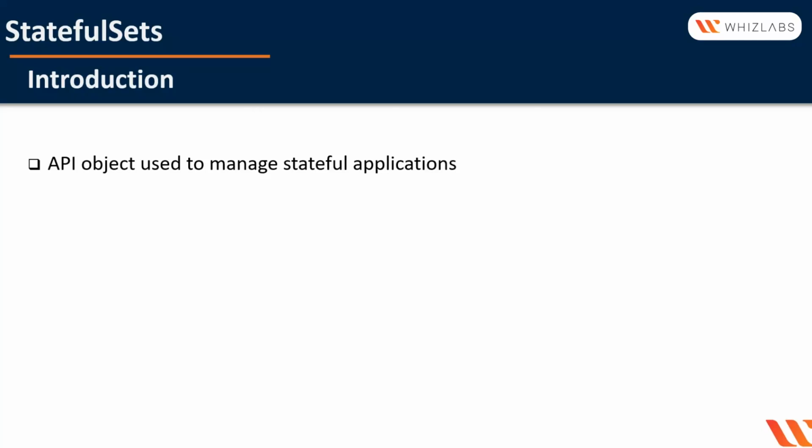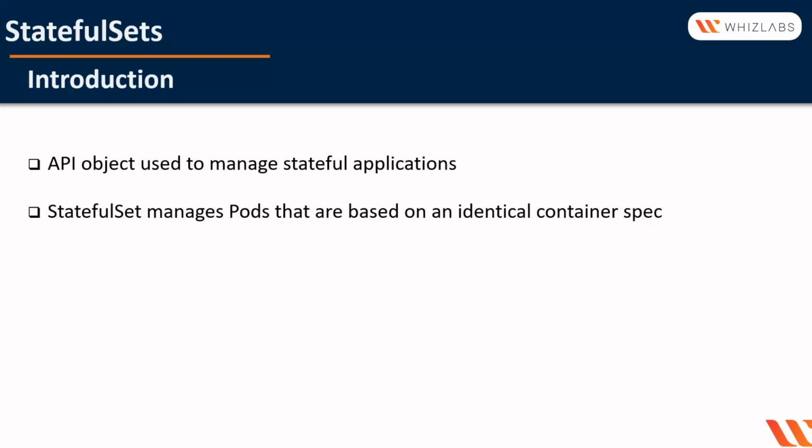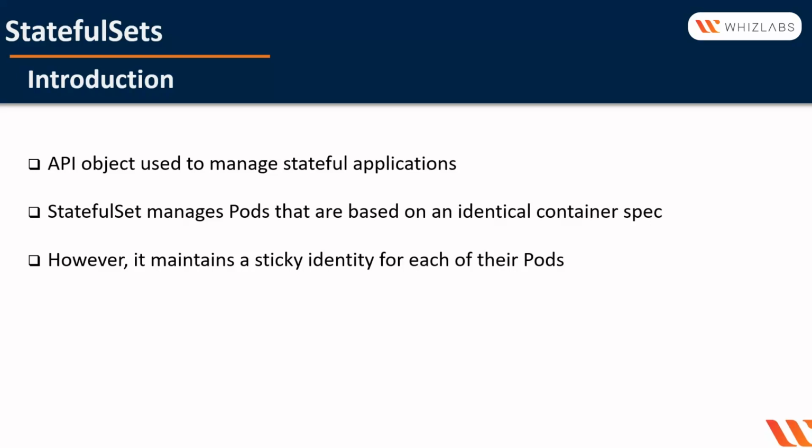Stateful set is the workload API object used to manage stateful applications. They are intended to be used with stateful applications and distributed systems. Like a deployment, a stateful set manages pods that are based on an identical container spec. But unlike a deployment, a stateful set maintains a sticky identity for each of their pods. It provides guarantees about the ordering and uniqueness of these pods. These pods are created from the same spec but are not interchangeable. Each has a persistent identifier that it maintains across any rescheduling.